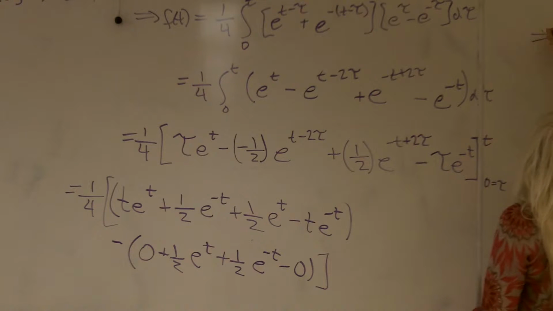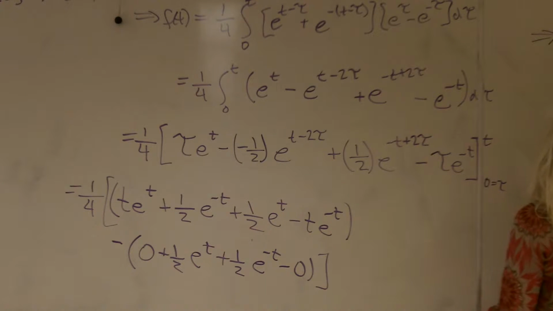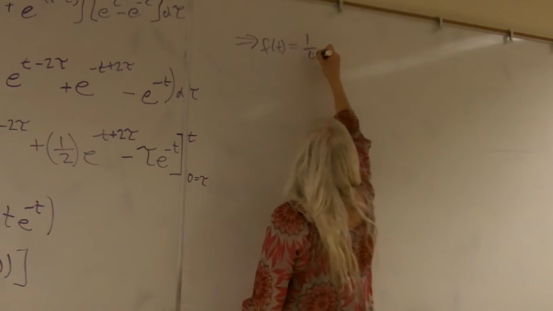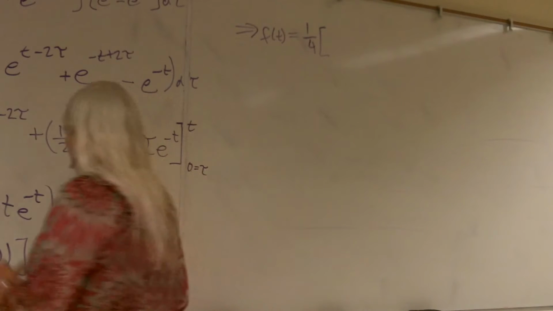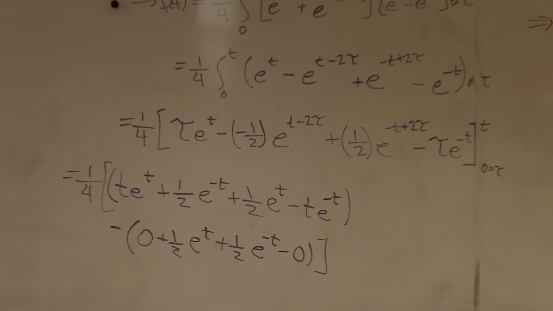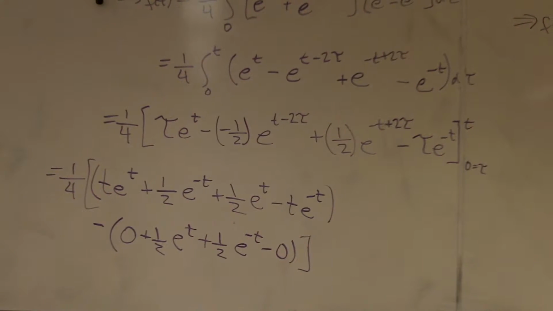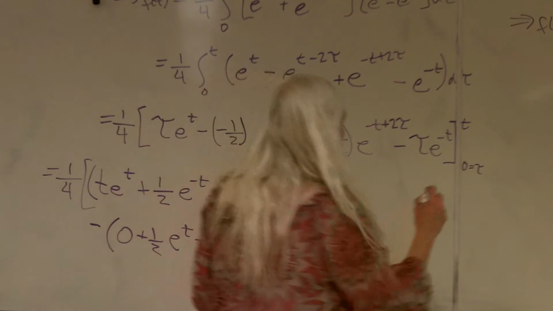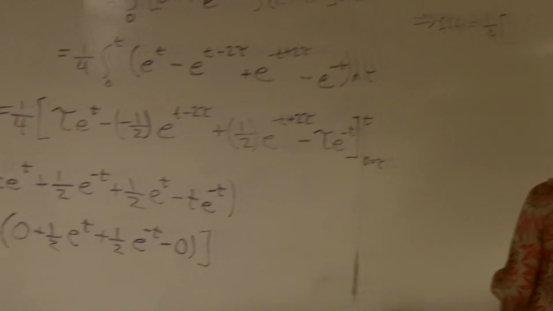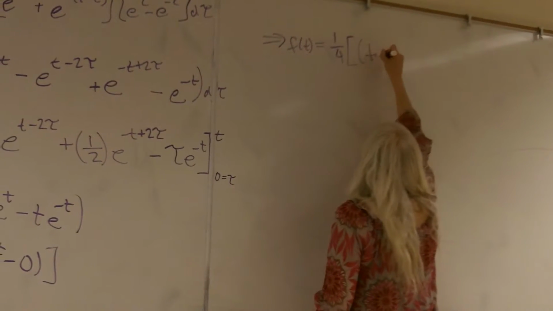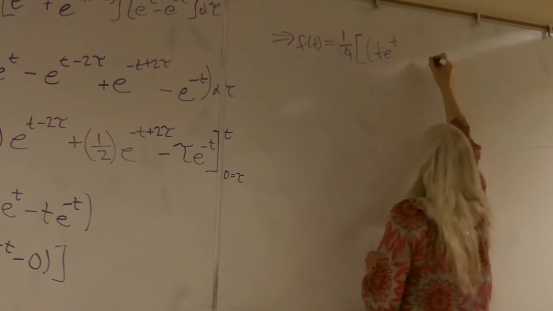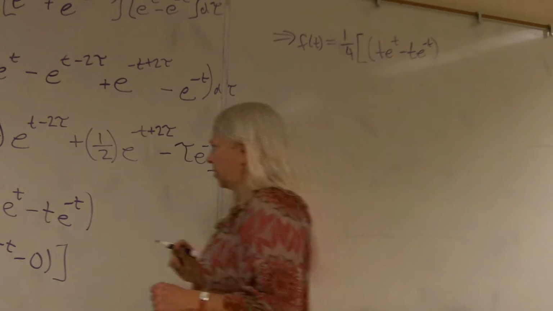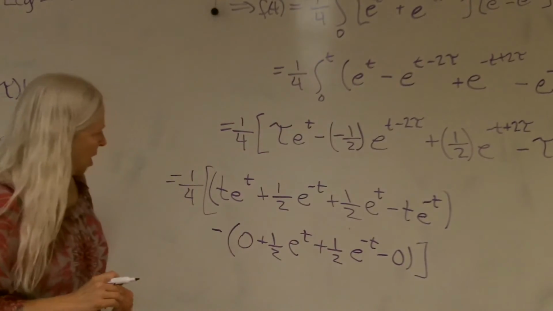Okay, so let's combine terms and try to simplify this. So our f of t, we've got a 1/4 out in front. And I'm going to combine terms that sort of look similar to each other. So for example, that term I'm going to combine with that term, right? So we have a t e to the t minus t e to the minus t. Okay, we're combining those two terms.